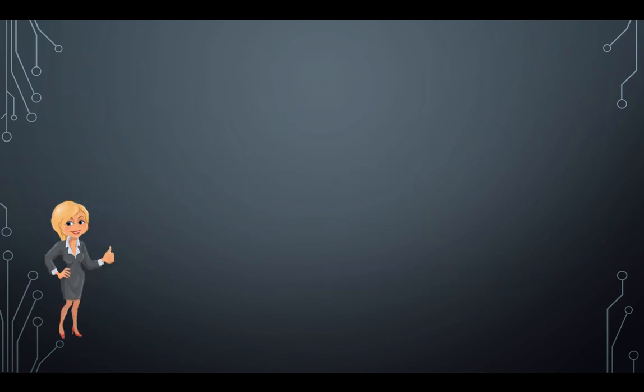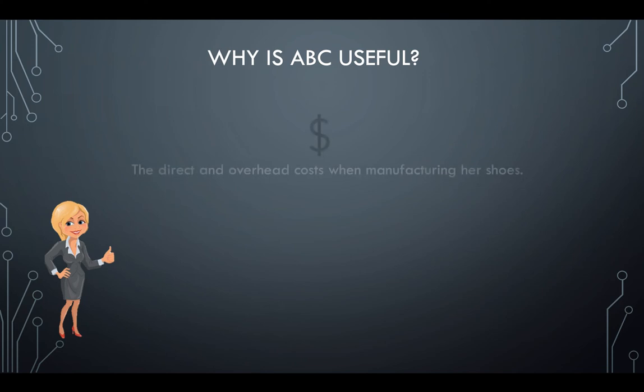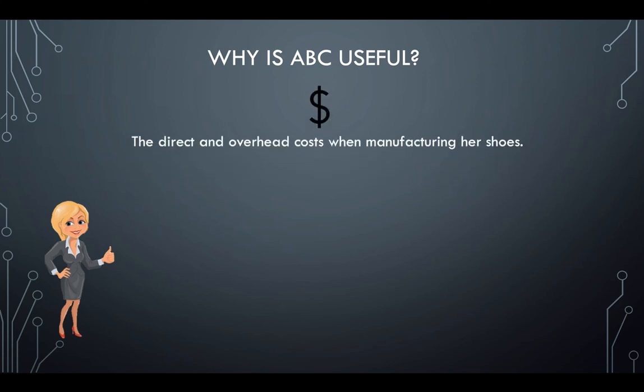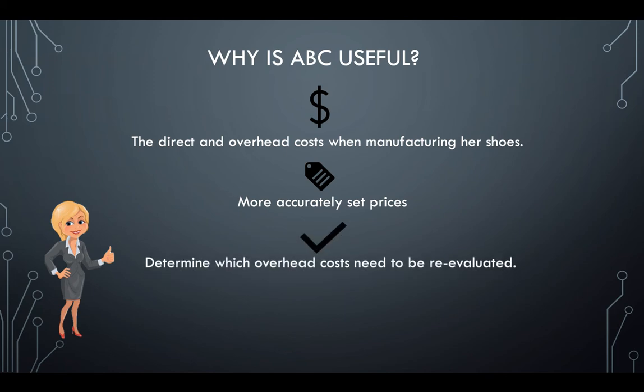So why is this useful? This allows Sally to consider the direct and overhead costs when manufacturing her shoes. By doing this, she's able to more accurately set prices and determine which overhead costs need to be reevaluated.